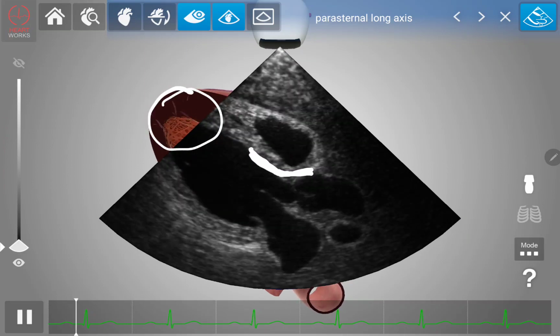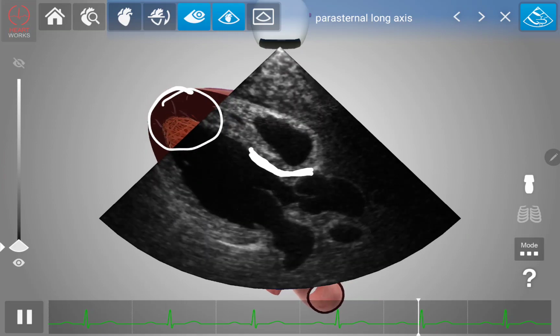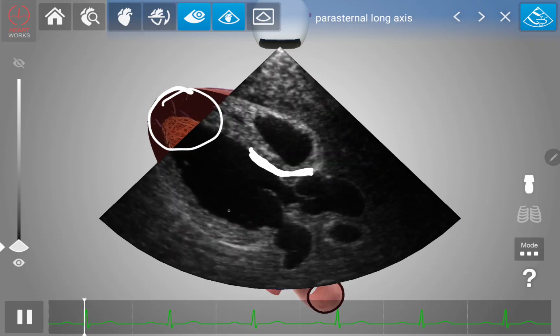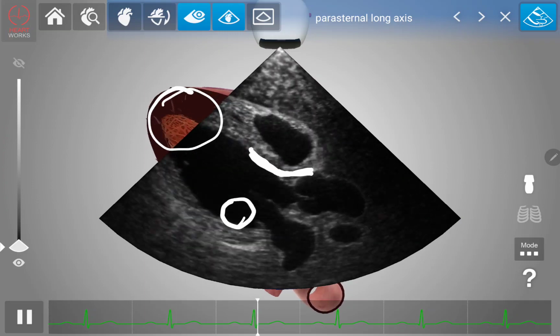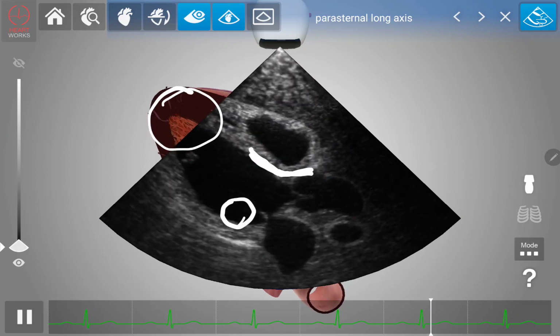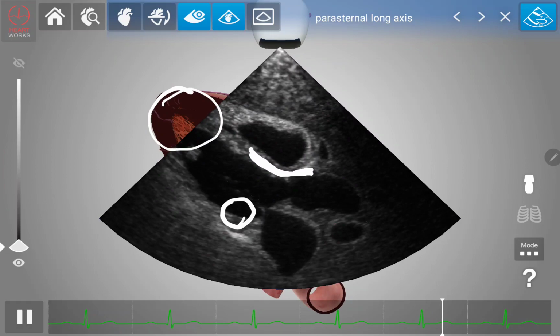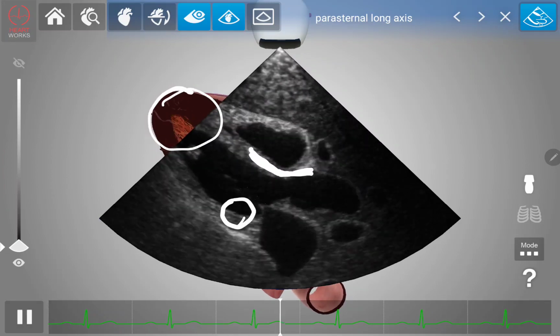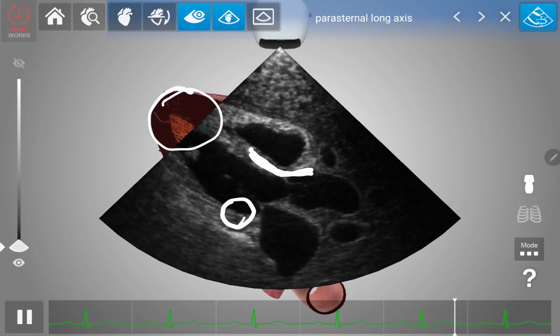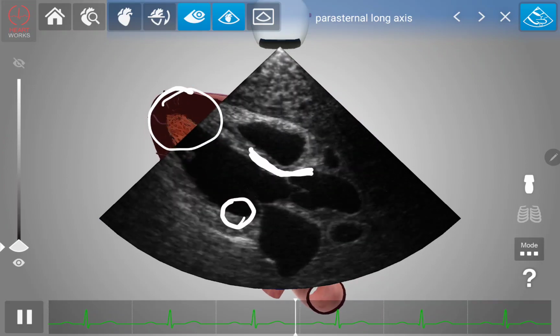You want the LV to be horizontal. Okay, you don't want it to be vertical. And lastly, you don't want to be able to see any papillary muscles. Okay, if you're seeing papillary muscles, you're a little bit off axis. All right, so that's our first view, parasternal long axis view. I encourage you to try this out. Watch this video a couple of times, and we have a few actual images and clips of real parasternal long axis views. And happy scanning.